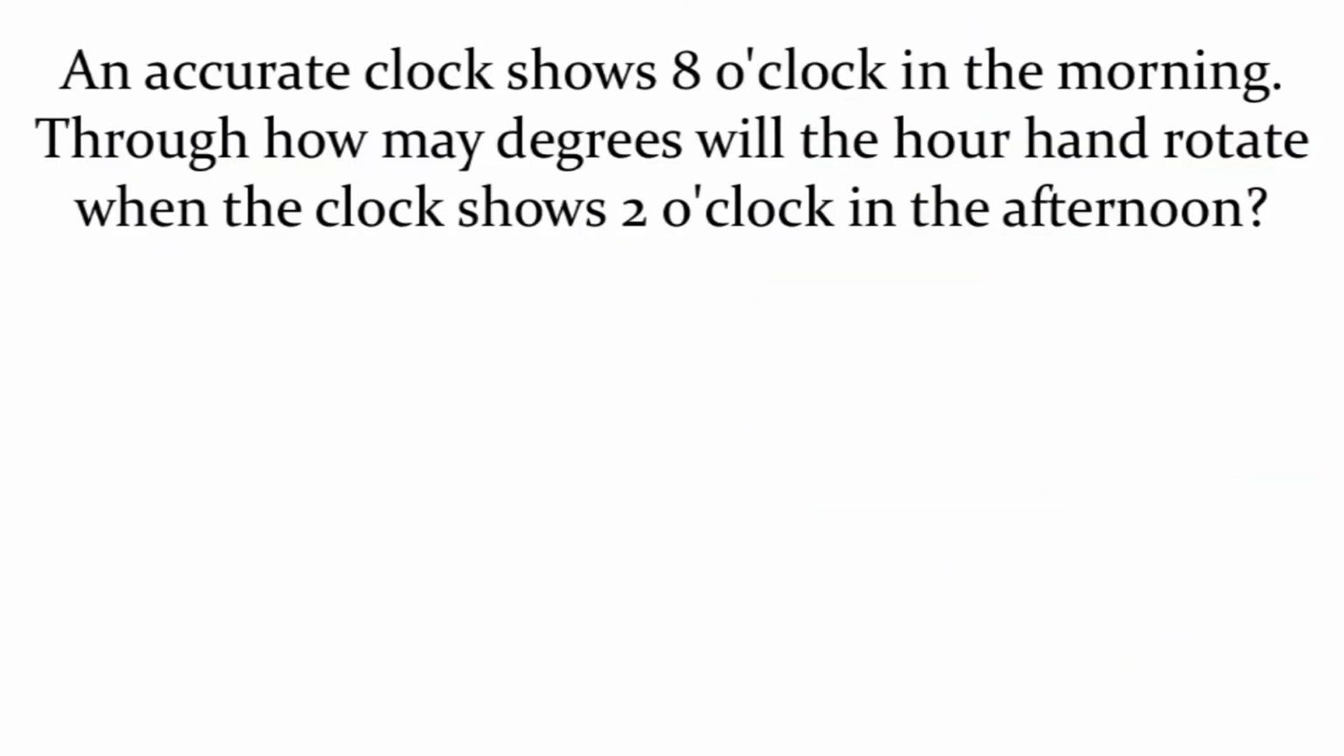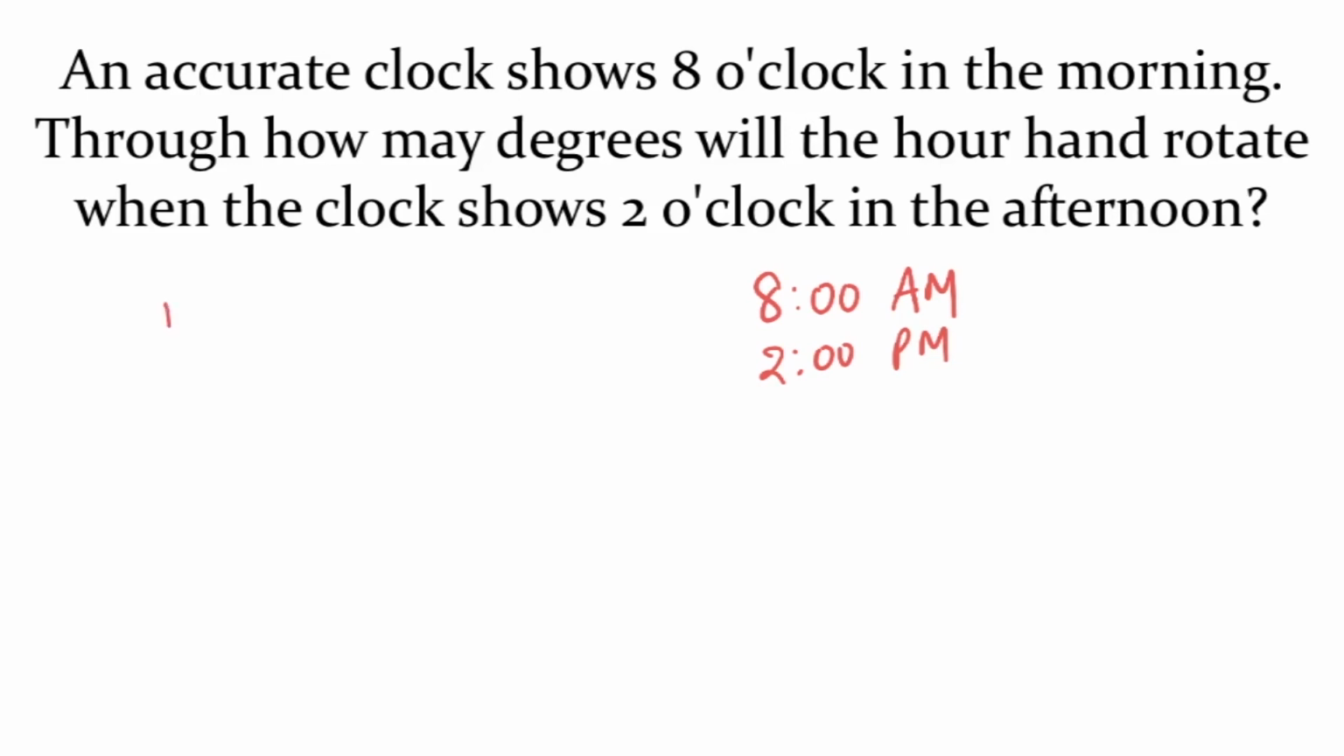An accurate clock shows 8 o'clock in the morning. Through how many degrees will the hour hand rotate when the clock shows 2 o'clock in the afternoon? An accurate clock shows 8 in the morning, and by the time of 2 p.m., how many degrees of angle is rotated?